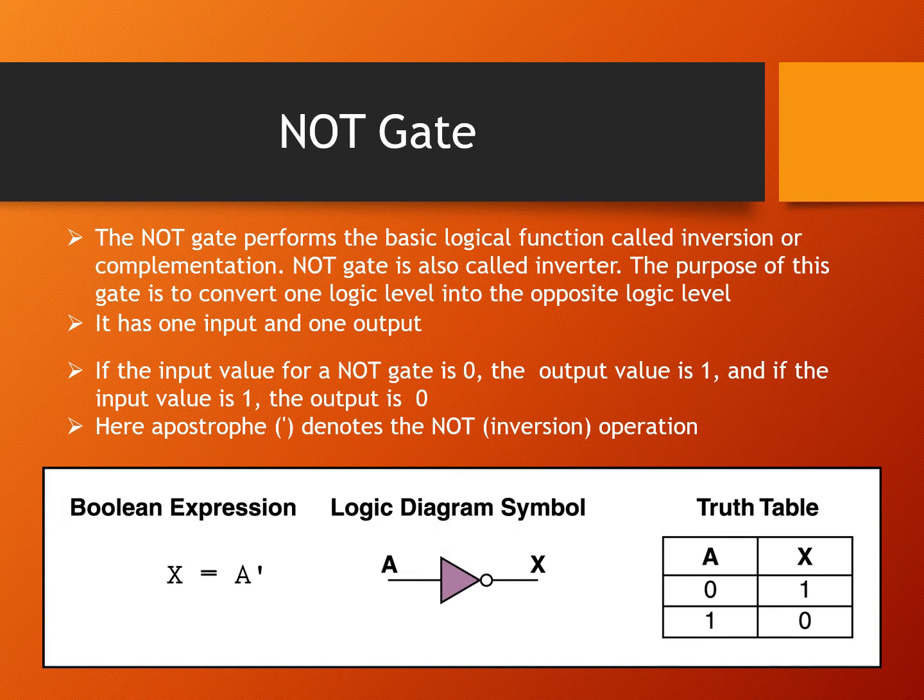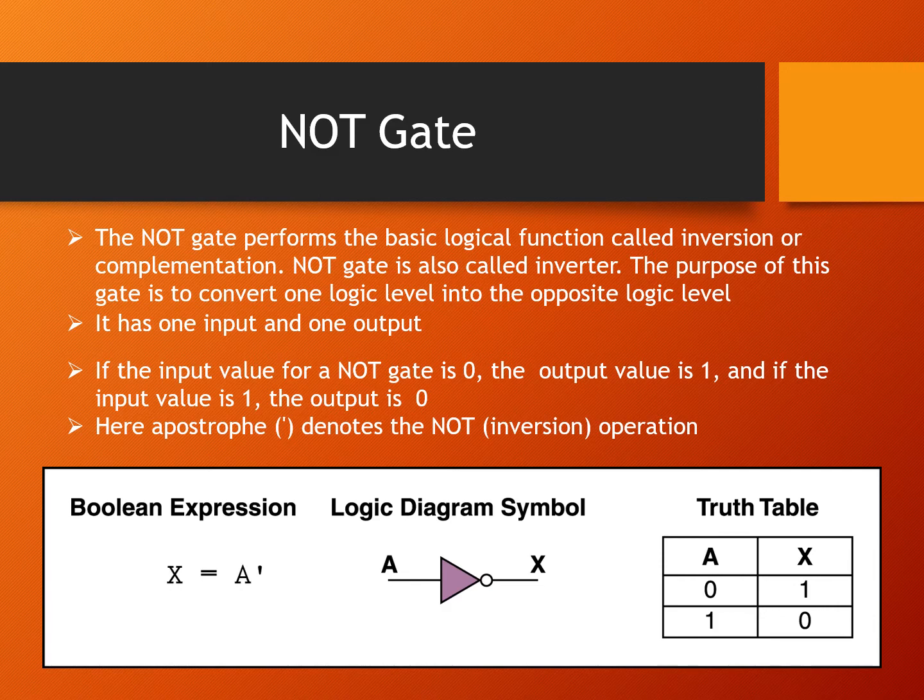Next one is NOT gate. NOT gate performs the basic logical function called inversion or complementation. NOT gate is also called inverter. The purpose of this gate is to convert one logic level into the opposite logic level. It has one input and one output. If the input value for a NOT gate is 0, the output value is 1. And if the input value is 1, the output is 0.